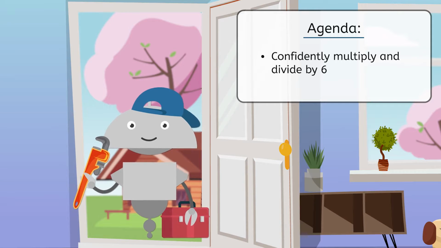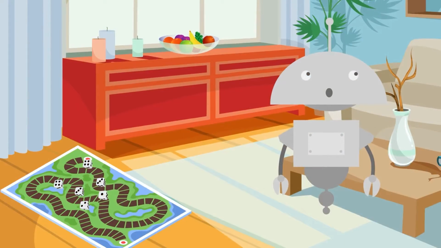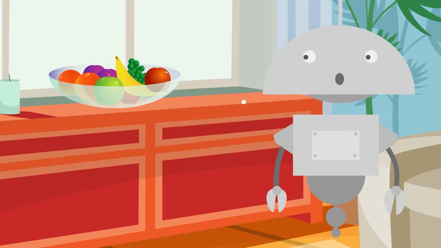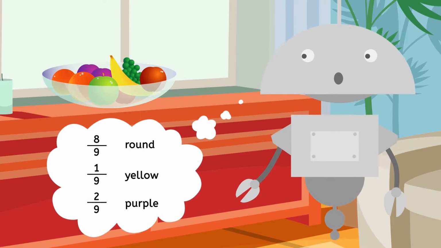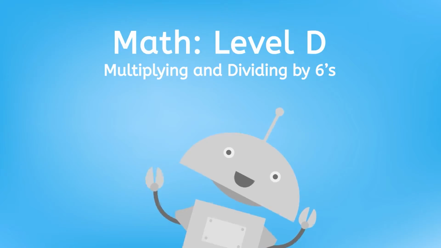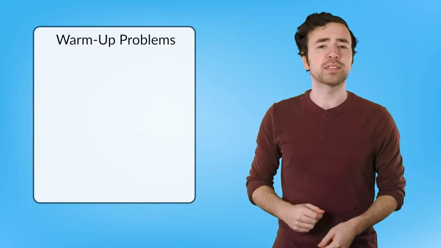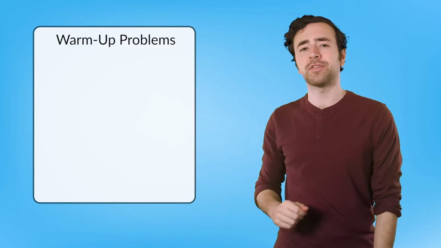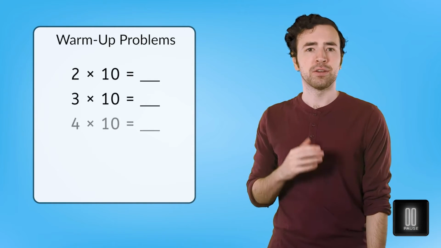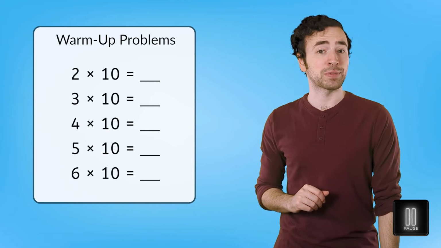All right, mathematicians, have your guided notes ready, and let's get to work. Uncle Felix left us with some warm-up problems while he works on fixing that broken pipe. Pause here to solve 2 times 10, 3 times 10, 4 times 10, 5 times 10, and 6 times 10 in your guided notes.